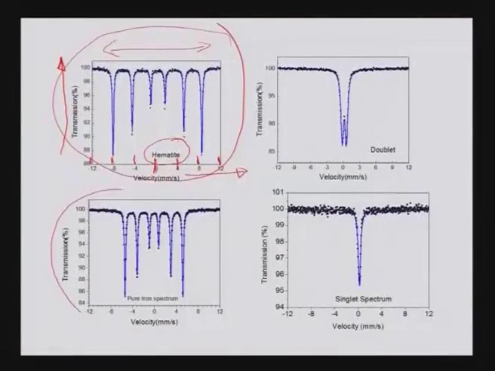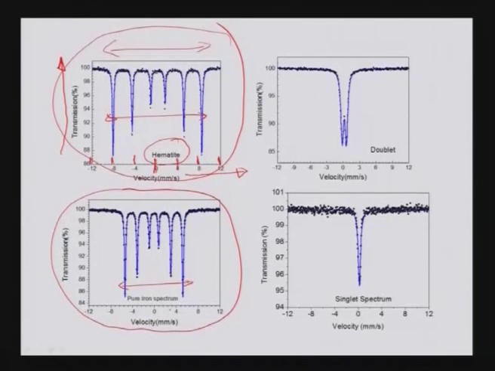Here also you have a 6-line spectrum, velocity versus transmission. Here also you have a 6-line spectrum, but the splitting is less. The width from the 1st line to the 6th line here is different.